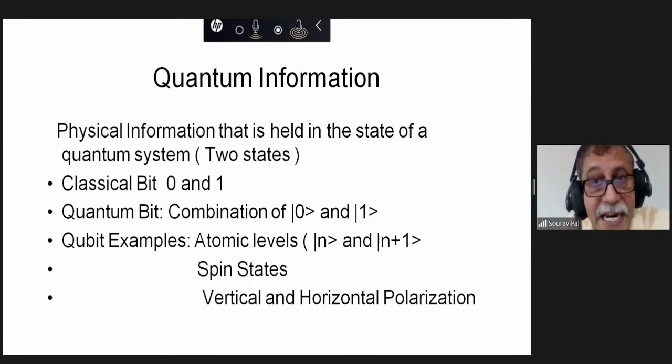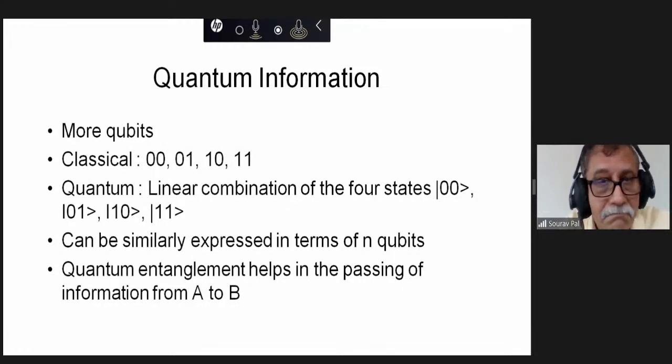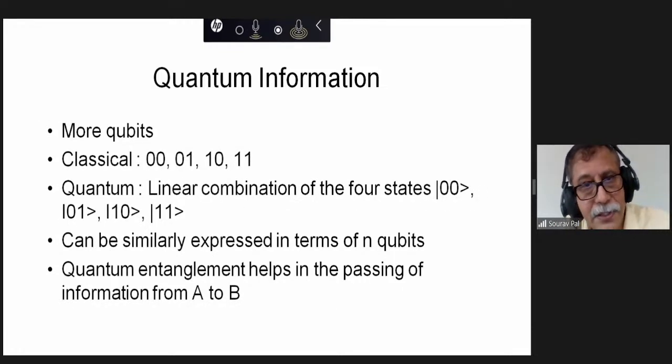And I think those are the ideas through which quantum computers have been developed. And that has been the qubit. For example, there could be more qubits, 0 and 1 put together, 2 qubits. So 00, 01, 10, 11.